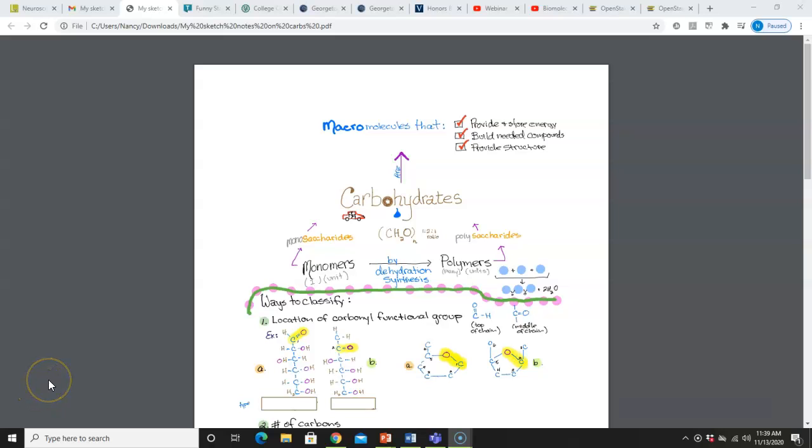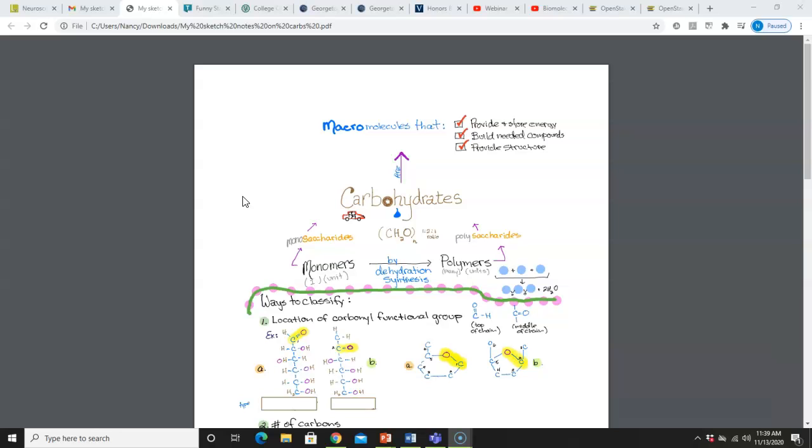Well, hey there, here's a very quick mini tutorial using some sketch notes that I just created on carbohydrates. So understand that carbohydrates are macromolecules. You know that already, so this is just a class of macromolecules, sometimes called biomolecules because it has to do with biology. And they have a lot of important functions.